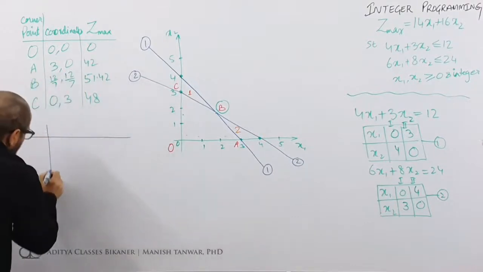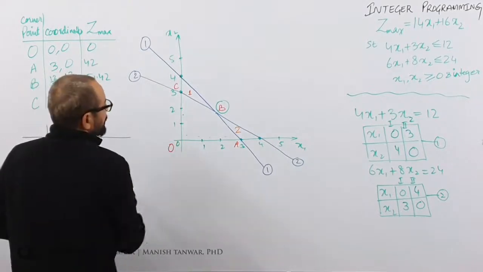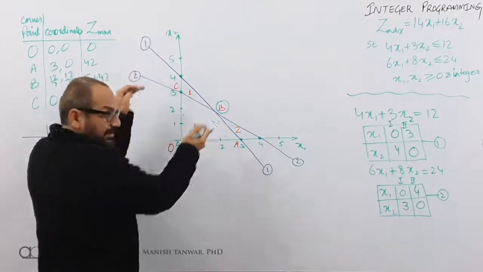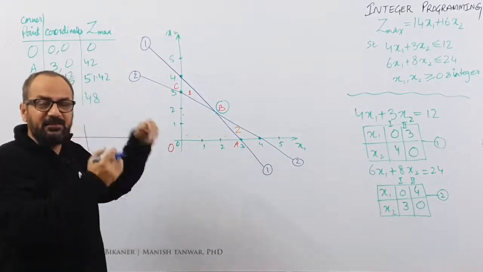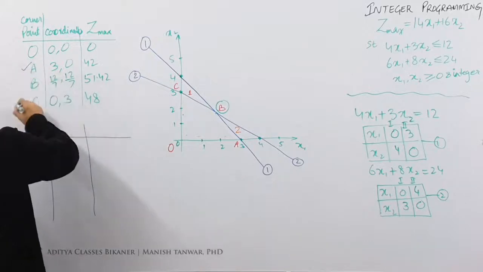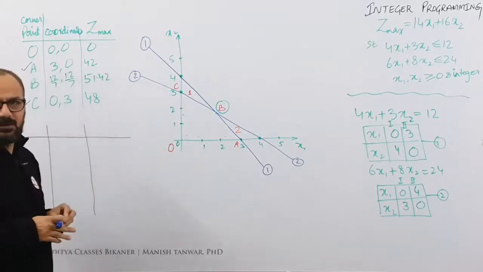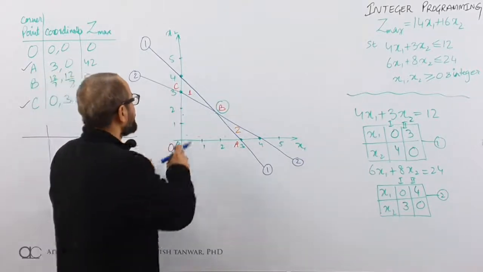Now what I'll do is I'll find out some lattice points. Those lattice points would be, of course, in the feasible area only. Those lattice points will be in the feasible area and they will be integer solutions. Here also I am having integer solutions. A is an integer solution, C is an integer solution. So as it is, I have these two integer solutions. I need to explore further.